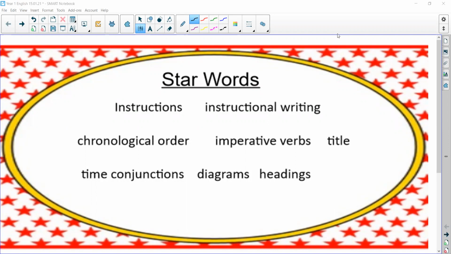Let's start with our star words. Instructions, instructional writing, chronological order, imperative verbs, title, time conjunctions, diagrams, headings.